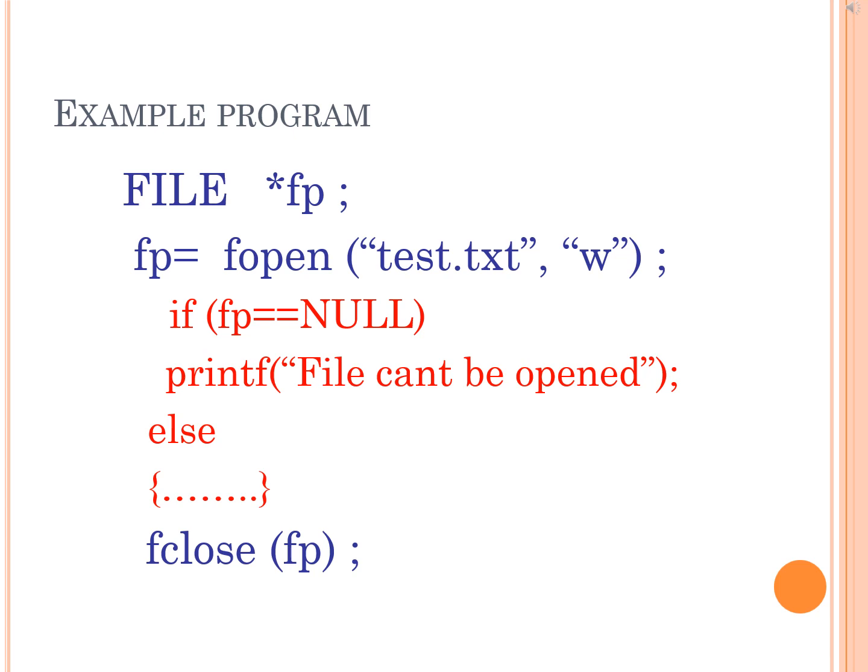If the operation is successful, a pointer will be returned to fp. If it is not successful, it will return NULL. So you're checking there: if fp equal to NULL, the file cannot be opened and you can return or exit the program. Else you can do the particular operations that you want, and then you close the file that you have opened, fclose of fp.